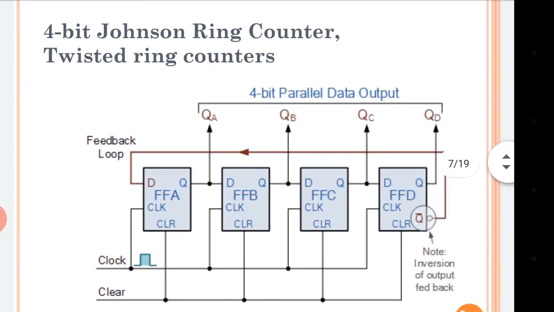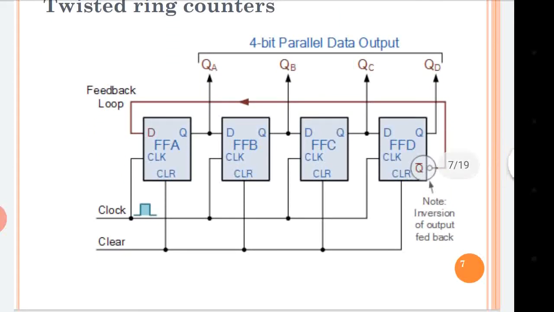4-bit Johnson ring counter. Next is a Johnson ring counter, or we can say twisted ring counter. You will observe here only a small change is done. The Q bar, that is QD bar, the complement output of the last flip flop, is connected to the input of the first flip flop. So QD bar is connected to the DA. All the other things remain unchanged.